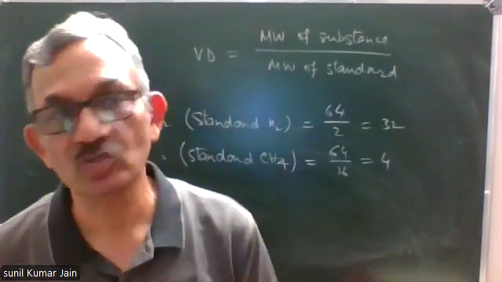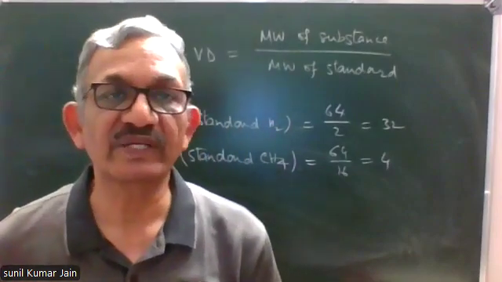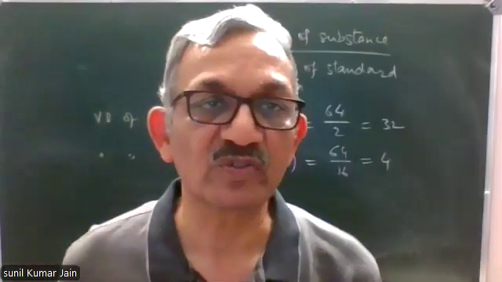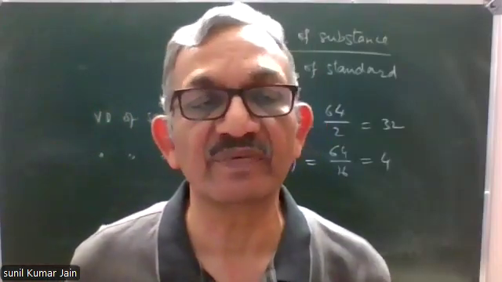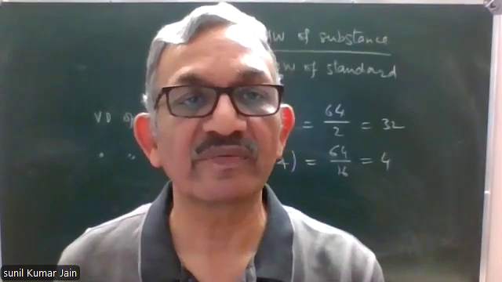Generally, the standard is not specified. That is why we take the standard as hydrogen and the relation becomes VD, vapor density, is equal to molecular weight divided by 2.